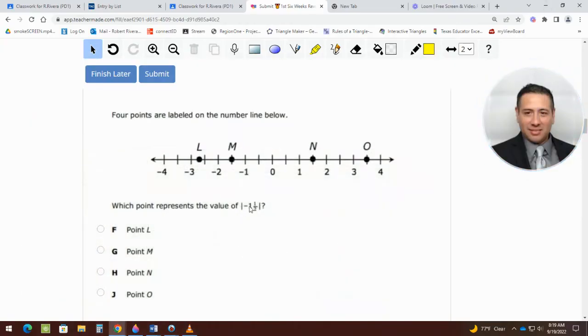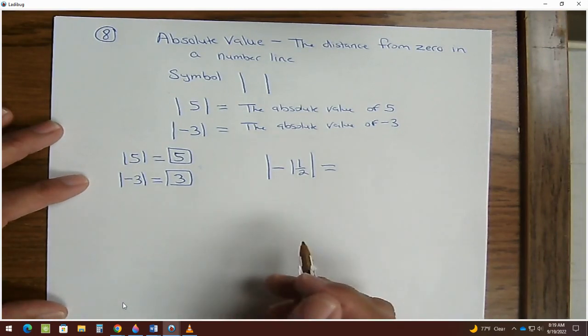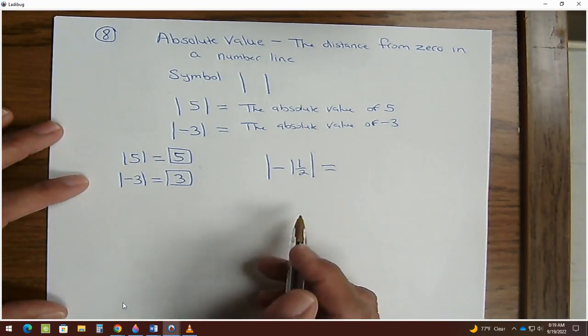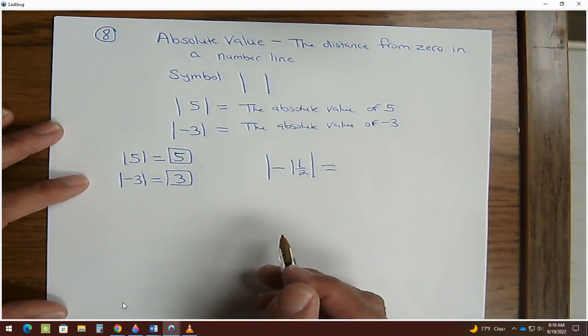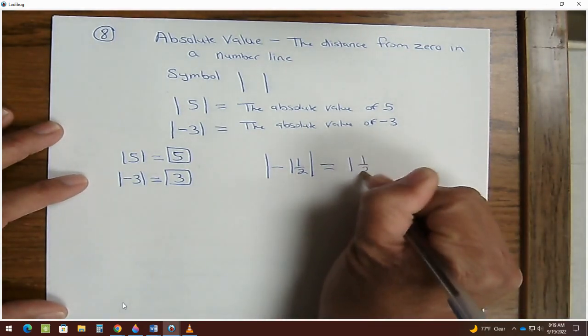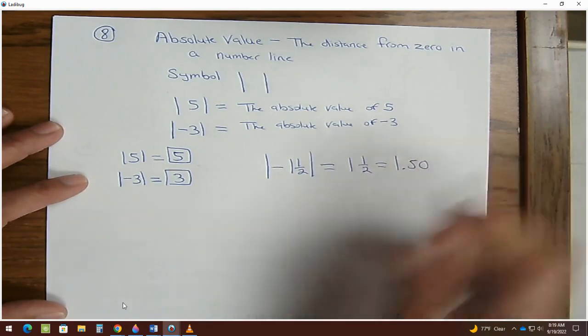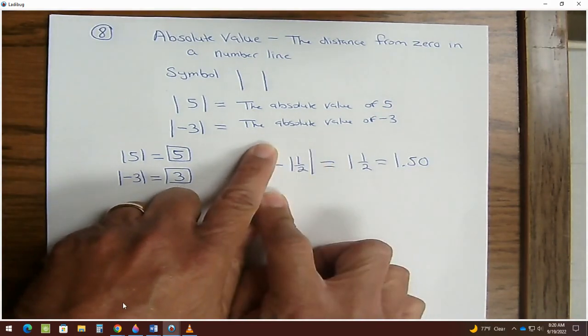Number 8, look at the bars. Really the question is the absolute value of negative 1.5. What would you say the answer is? The absolute value of negative 1.5, what would it be? 1.50. Good. It would be just 1.5, or if you want to change it to money, 1.50. You're right. You just take away the bars, and there's never going to be a negative answer.